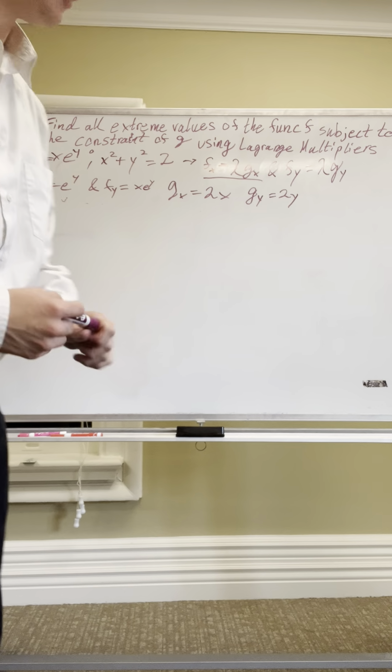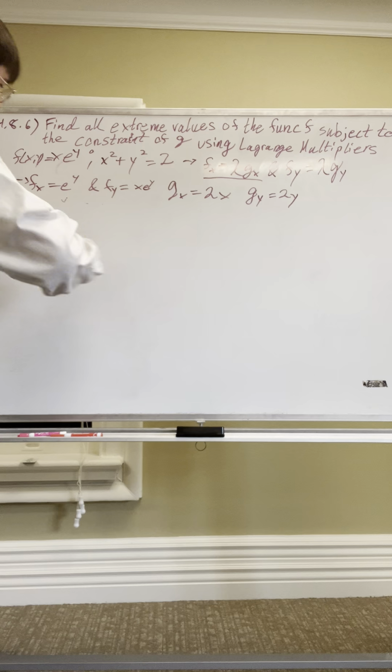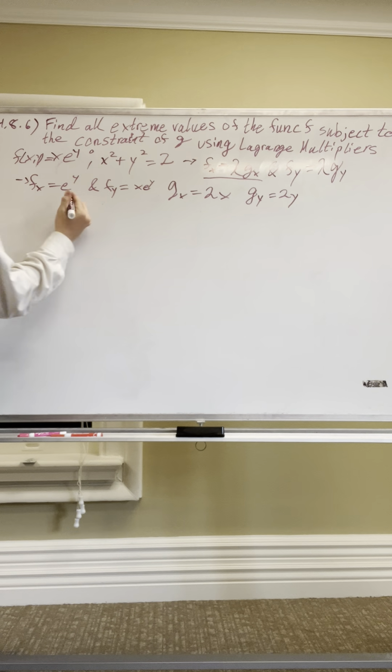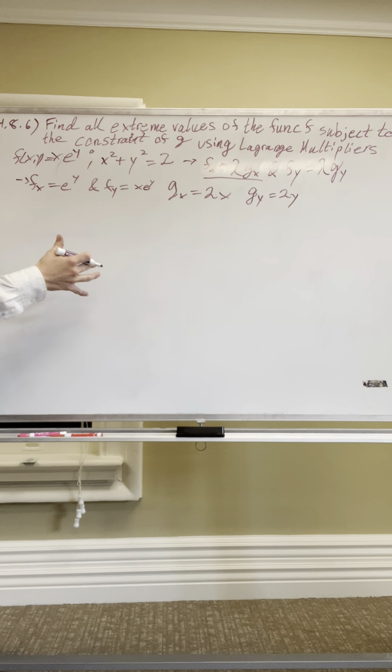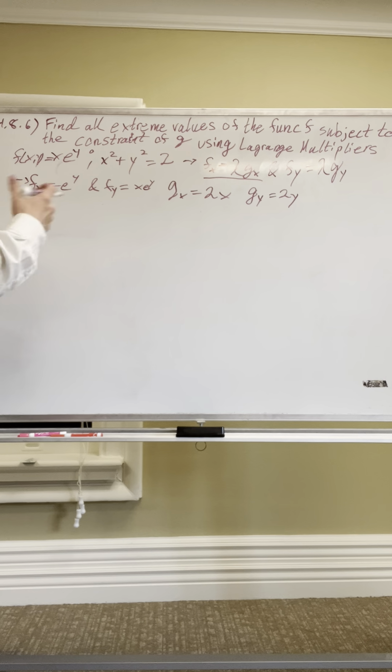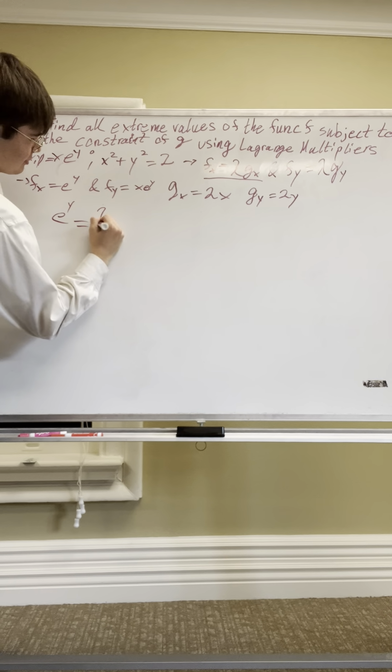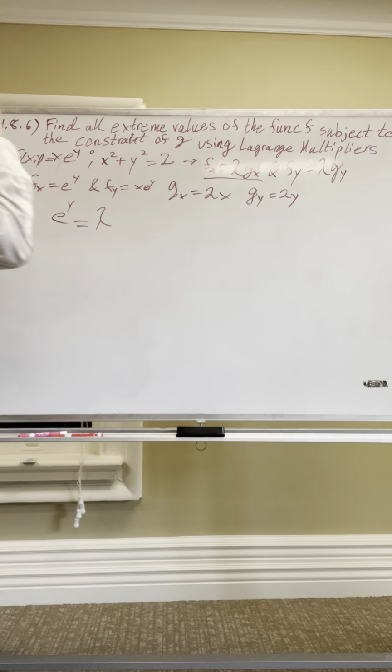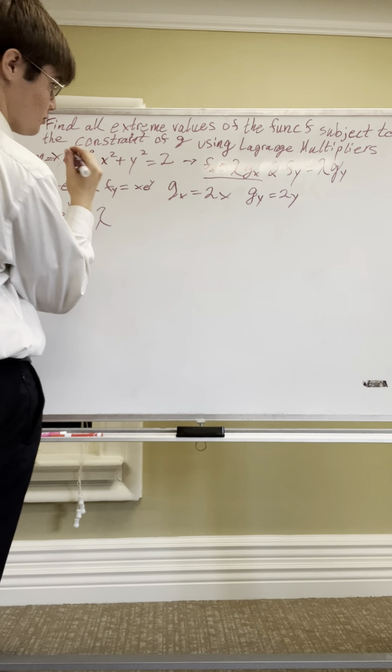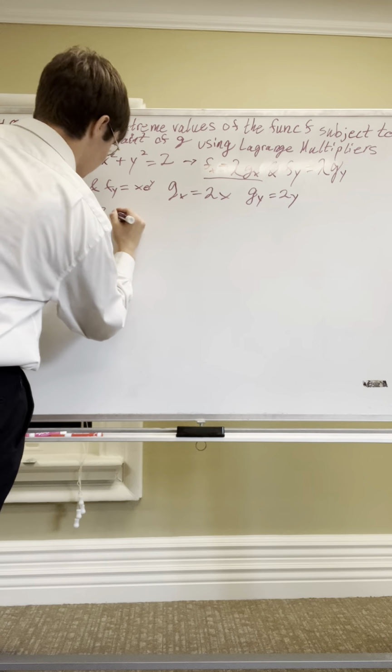Okay, so I figured it out. I don't remember where I left off, but I did erase, so I'll just go like, we know the partial derivative of f with respect to x or y equals lambda times the partial derivative of g with respect to x or y. So here we go. f_x, e to the y, equals lambda times g partial x, which is 2x.